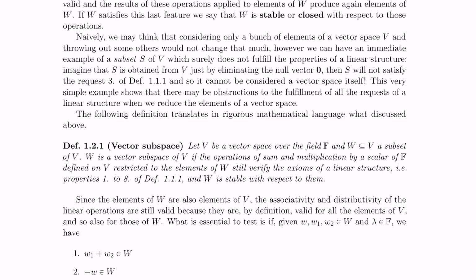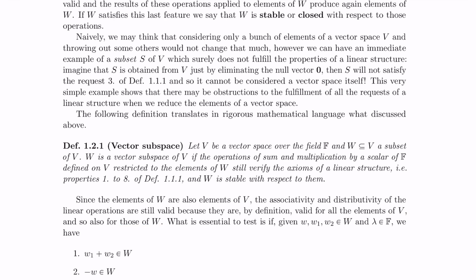Luckily for us, we don't have to check all the time the properties from 1 to 8 of the definition of vector space. The reason is that all the elements of W, since W is a subset of V, are also elements of V. And so the associativity and distributivity of the linear operations, sum and multiplication by a scalar, are still valid for all the elements of W, because by definition they are valid for all the elements of V, and so also for the elements of W.